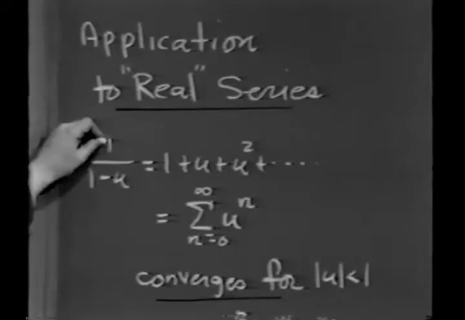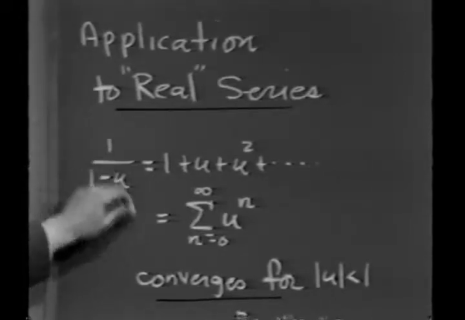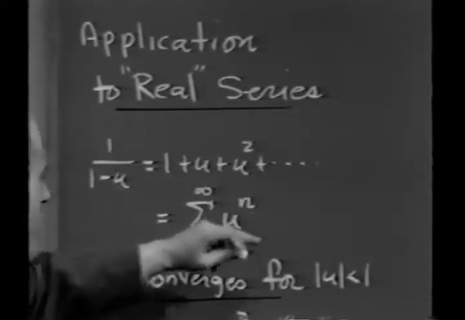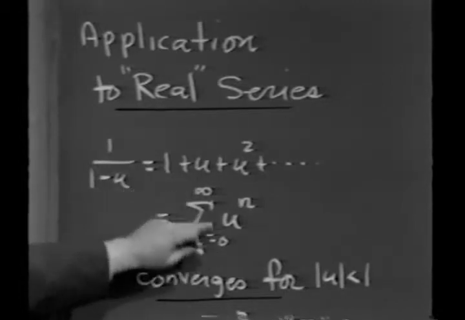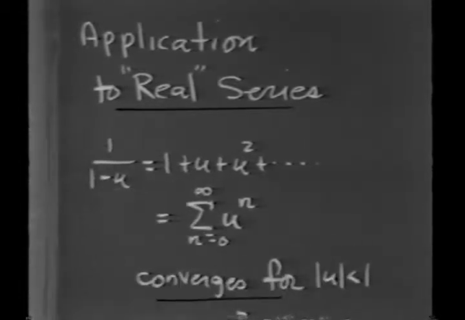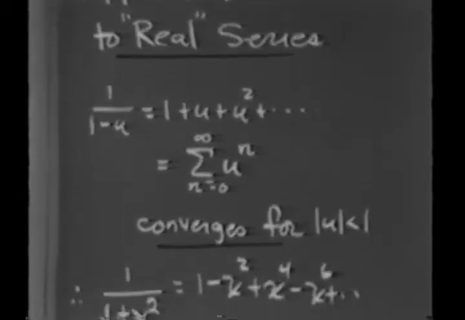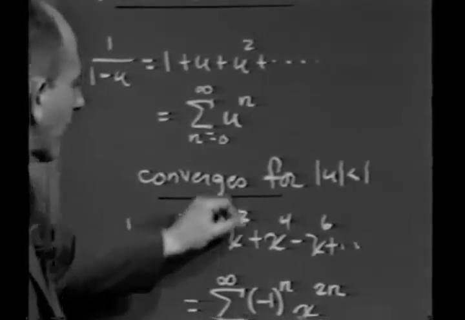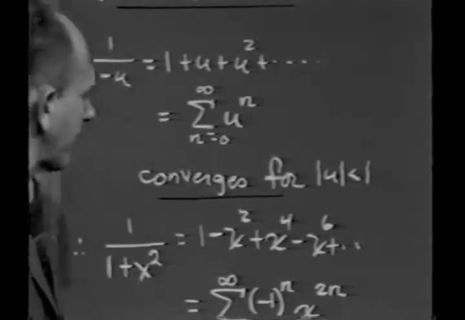Remember the geometric series? 1 over 1 minus u is 1 plus u plus u squared, etc. In other words, summation n goes from 0 to infinity u to the n. And that converges for the absolute value of u less than 1. Let's suppose now I replace u by minus x squared. If I do that, I get 1 over 1 plus x squared is 1 minus x squared plus x to the fourth minus x to the sixth, etc.